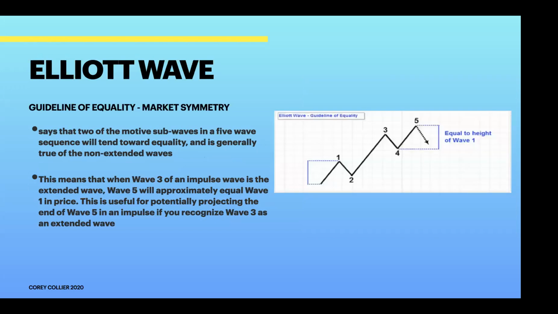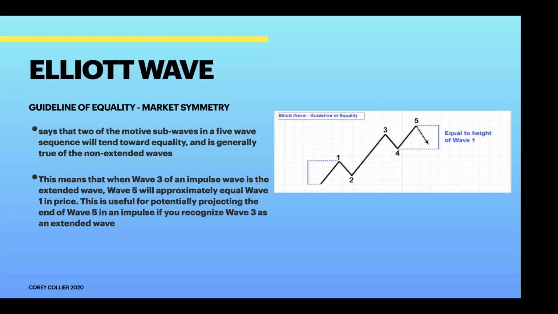So the first guideline is the guideline of equality, or market symmetry, right? I always talk about how the market likes to move in a 1-to-1 ratio, or equal movements, or market symmetry. It likes to be even or balanced. The market likes to stay balanced. So the guideline of equality says that 2 of the motive subwaves in a 5-wave sequence will tend toward equality, and this is generally true of non-extended waves.